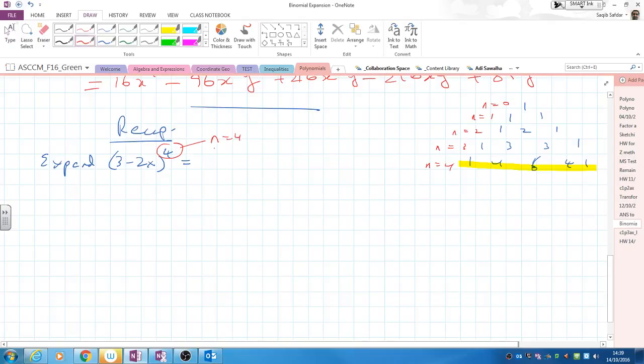Okay? And so if we were to expand this out, the basic pattern should be 3, and you write minus 2x. Okay, so it'll be 3 to the 4, 3 to the 3 (minus 2x) to the 1, 3 squared (minus 2x) squared, 3.